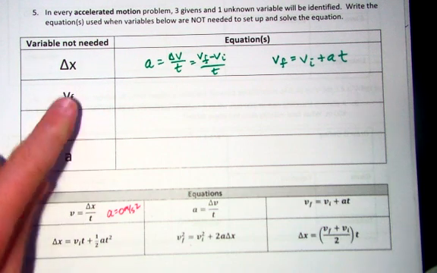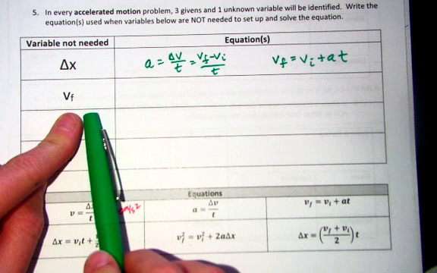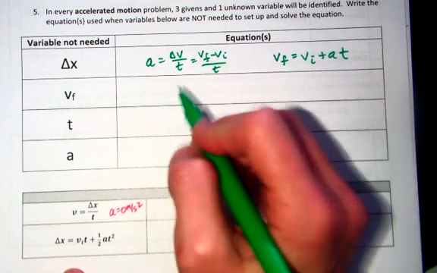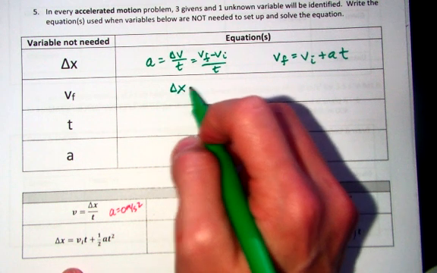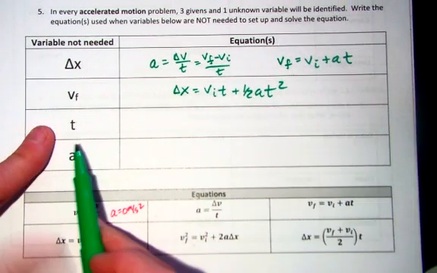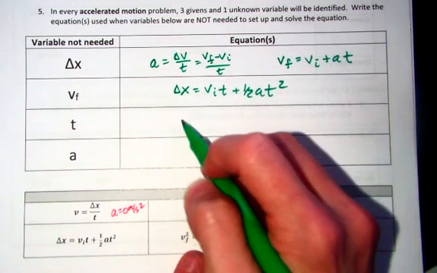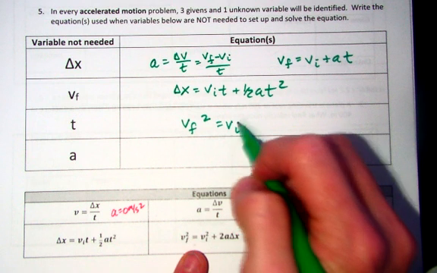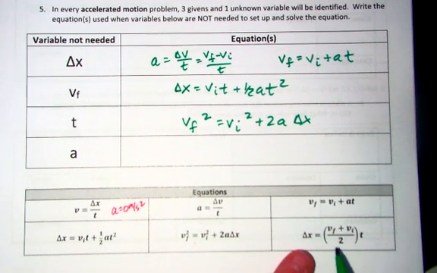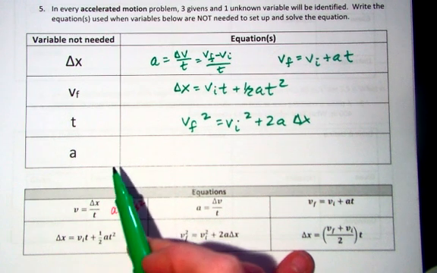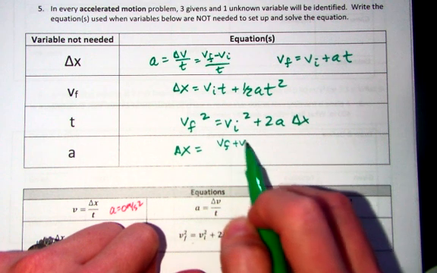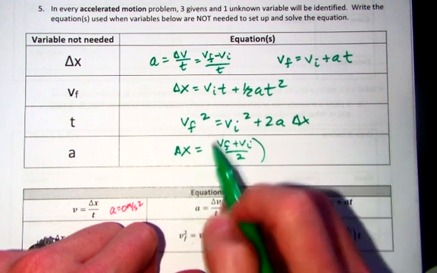For the next one, if we have our 3 givens and an unknown and v final is not one of them, it looks like it's going to be the delta x equation: delta x equals v initial t plus 1/2 a t squared. If time is not referenced, we're going to use this one: v final squared equals v initial squared plus 2a delta x. And if we don't know the acceleration, but we know we are accelerating, then delta x equals v final plus v initial over 2, so the average velocity, times time.